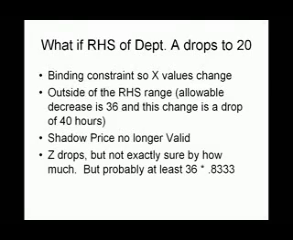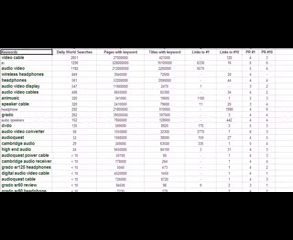Last question. What if the right-hand side Department A drops to 20? It was at 60. It drops to 20. That's a change of 40. It's a binding constraint, so we know the x values are going to change. But the allowable decrease on that variable was 36. So the shadow price is no longer valid. The z drops. We're not exactly sure how much it drops, but it's probably going to drop at least by 36 times 83 cents.